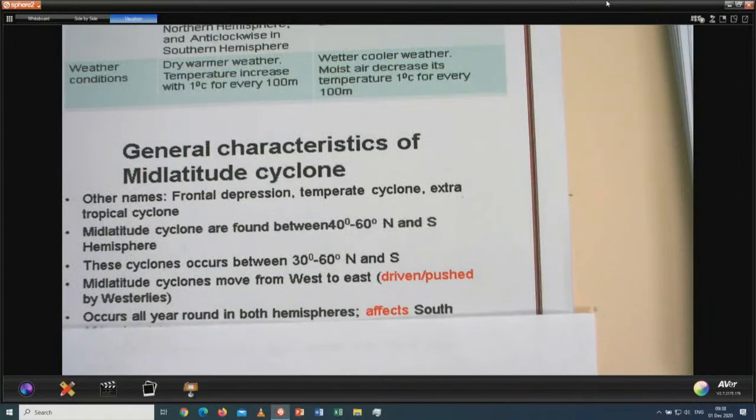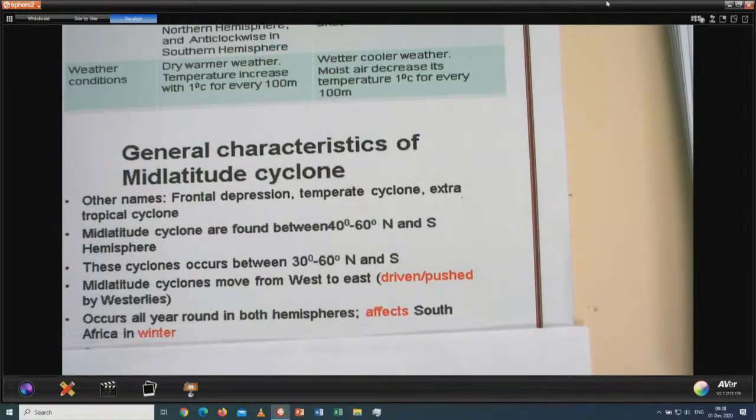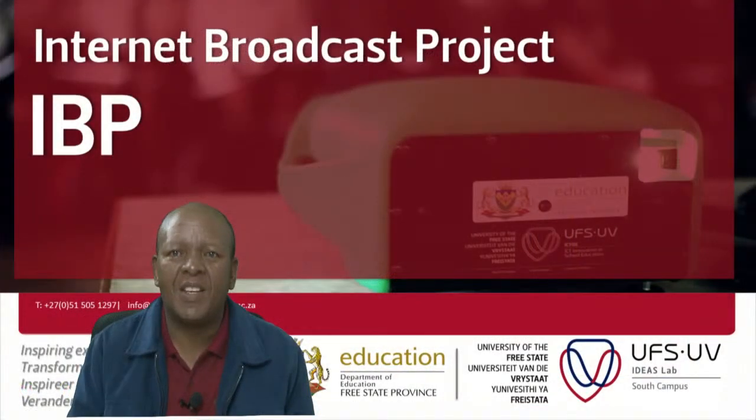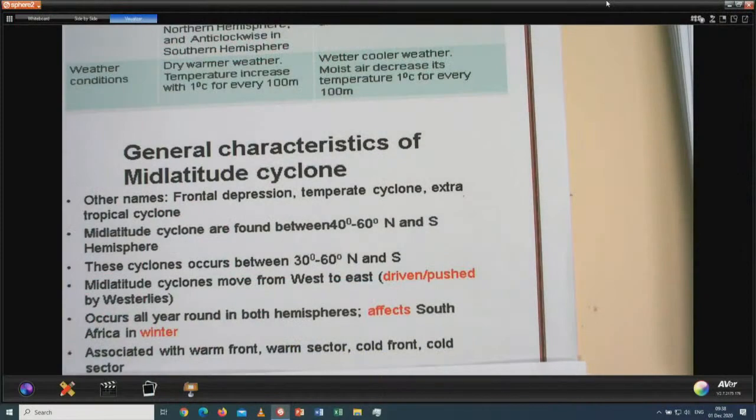Right, they occur all year round in both hemispheres. It is wrong to say that it occurs only in winter. No, it only affects South Africa in winter. During summer, it follows the ITCZ and is further southward. Right, associated with a warm front.